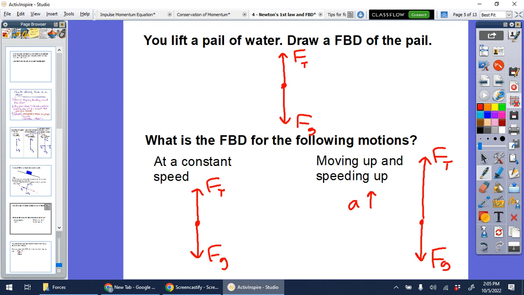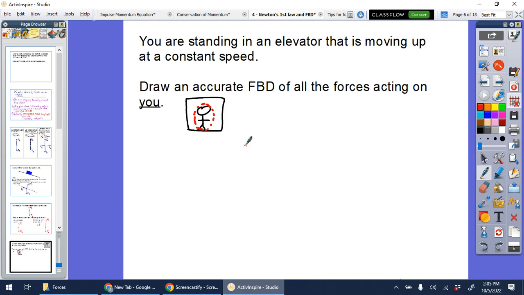All right, so why don't we try an example for yourself. Okay, here's a scenario right here. You are standing in an elevator. It's moving up at a constant speed. Draw an accurate FBD of the forces acting on you.